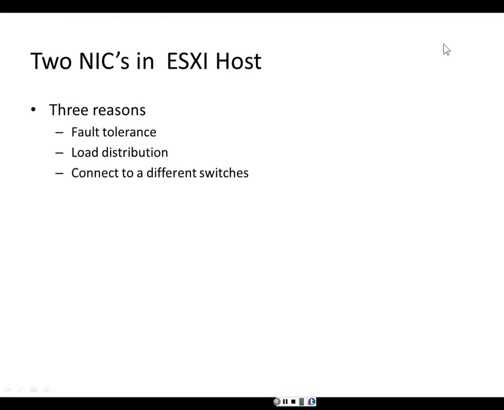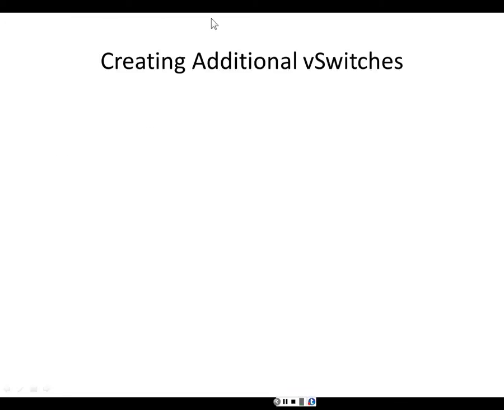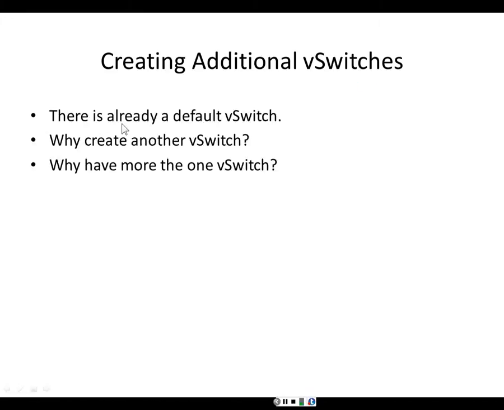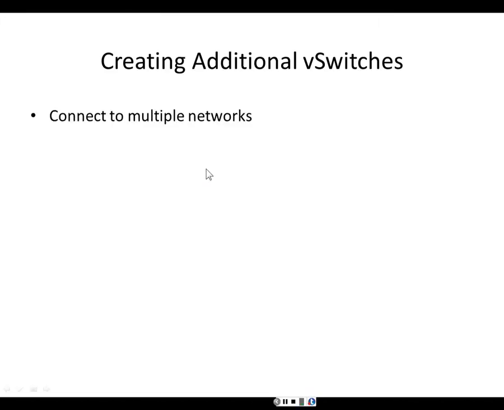So let's look at the third method: creating additional virtual switches. There is already a default virtual switch. Why would you create another virtual switch? Or to put it another way, why have more than one virtual switch? The answer is to connect to multiple physical networks.